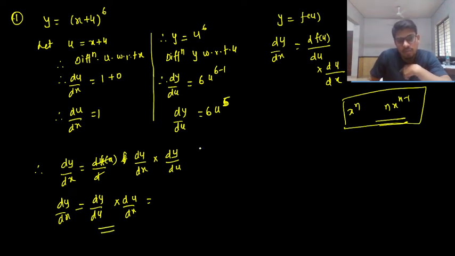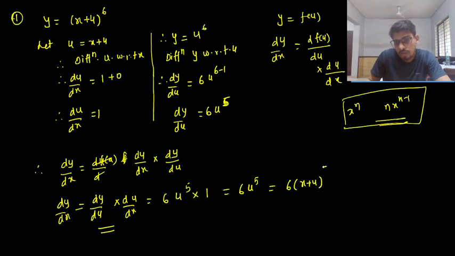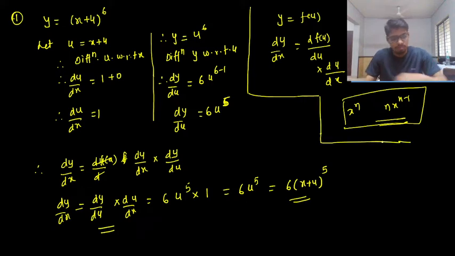Okay, so this will be basically 6 times u raised to 5 into derivative of u, which is here 1. So here it will be 6 times u raised to 5. But what is the value of u? Original value of u is x plus 4. So now substitute this, and it will be 6 times x plus 4 power 5. Okay, I know you might be confused. Let's see another example to clear it up more.